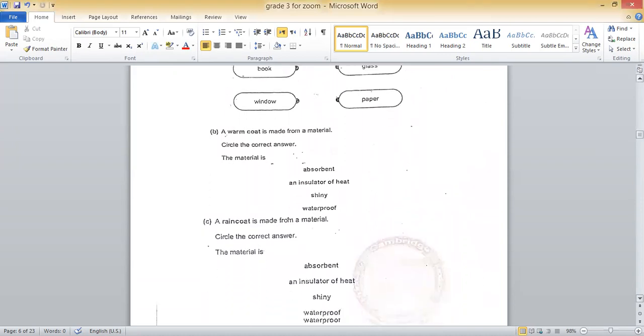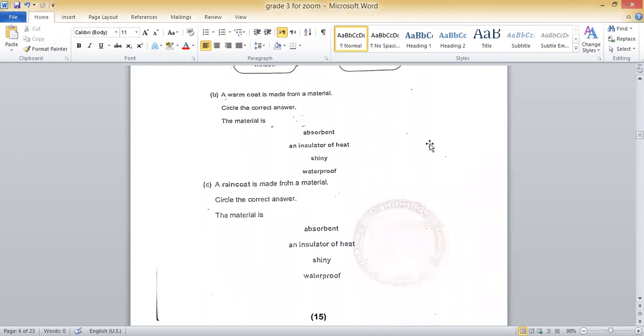A warm coat is made from a material. Circle the correct answer. The material is wool. So wool is absorbent, an insulator of heat, shiny, or waterproof. Wool is an insulator of heat.